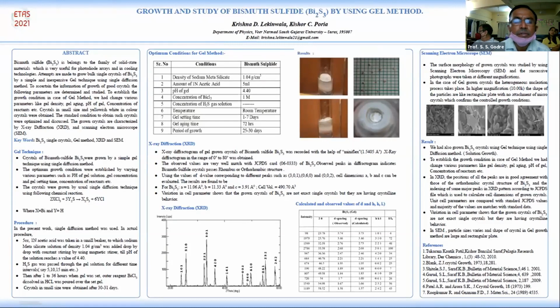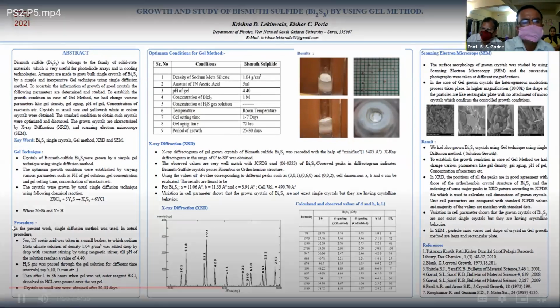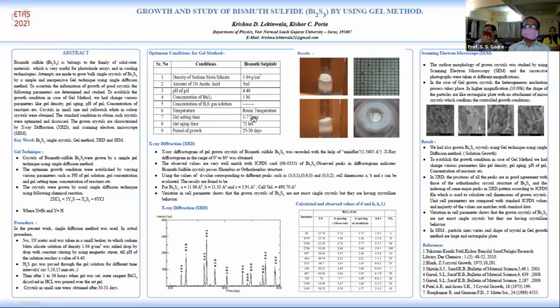After that, H2S gas solution was passed through the gel solution for different time intervals like 5 minutes, 10 minutes, 15 minutes, etc. Then after 1 to 36 hours, when the gel was set, the outer reagent BiCl3 was poured over the set gel, and small crystals of yellowish white color were obtained after 30 to 31 days. Now this table indicates the optimum growth conditions for the gel method and the results are shown here.